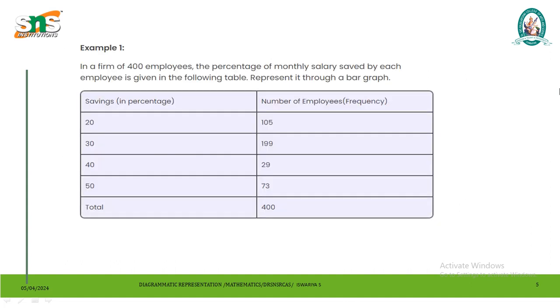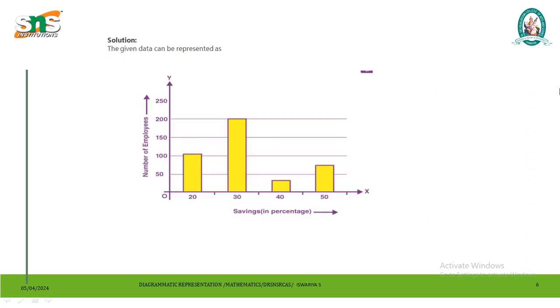So we are going to see an example. In a firm of 400 employees, the percentage of monthly salary saved by each employee is given in the following table. Represent it through a bar graph. Here the following data are given. So we have to represent this data in a bar diagram. Here I'm taking saving on the x-axis and number of employees on the y-axis. So using the given data, I draw a graph which is a bar diagram.